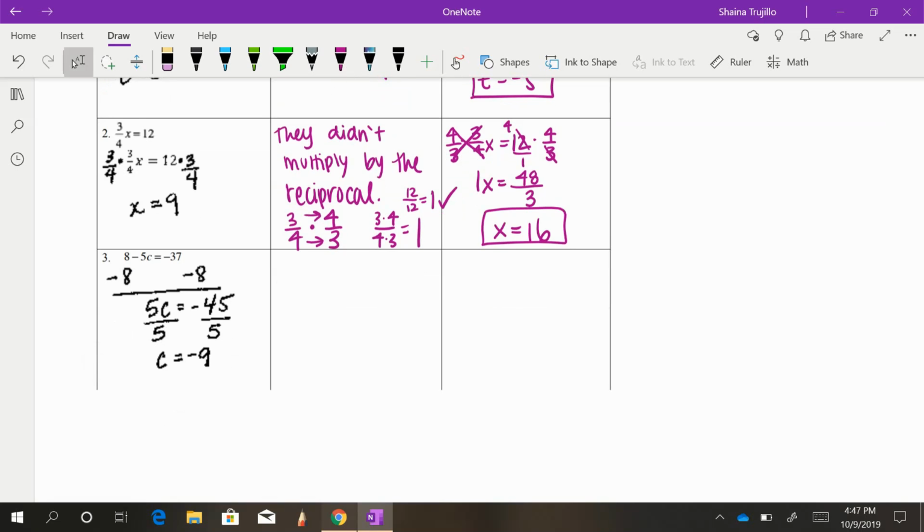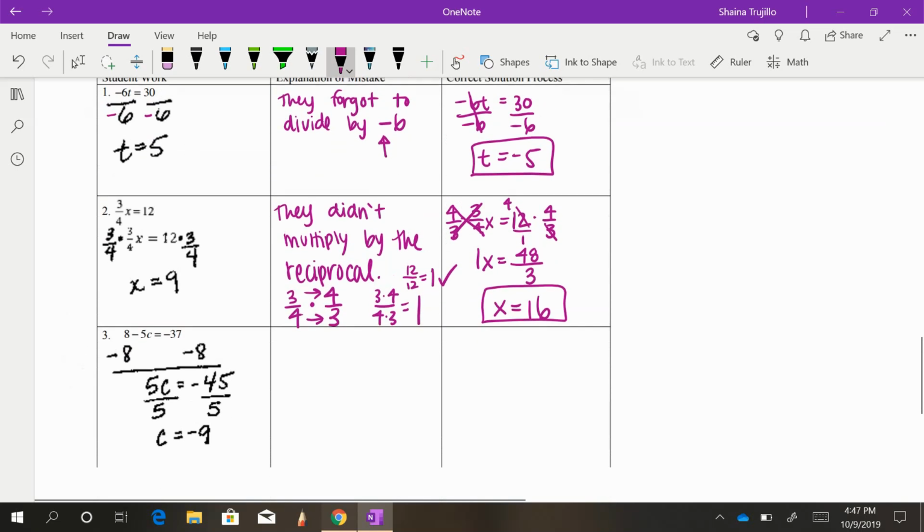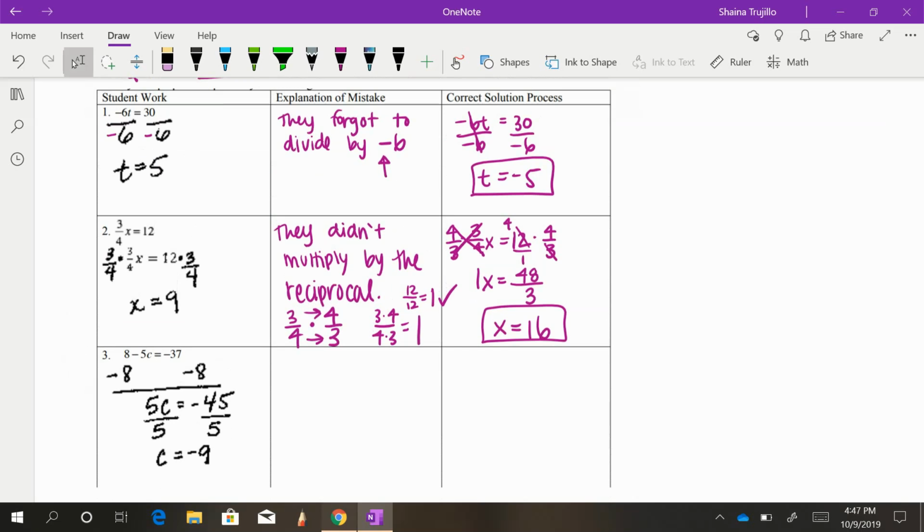So you have the rest of this page and the back page, so it should be about 2 pages long. All you have to do is explain the mistake that they made and show the correct solution. Also, do not forget your Delta Math homework as well. It should only take you a few minutes.